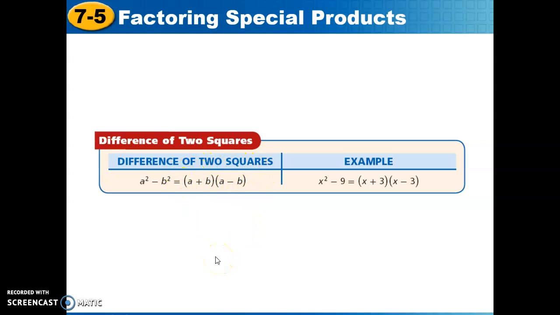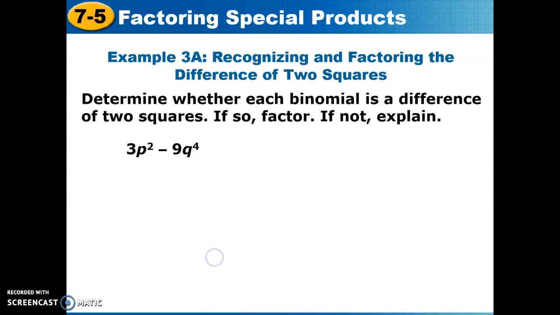I think this one's a lot easier because difference of two squares means it's a difference of two squares. That means there's two numbers, there's a minus sign in between, and they're both perfect squares. Okay, so let's take a look at a couple examples and see if something is a difference of two squares, and if so, we're going to factor it.